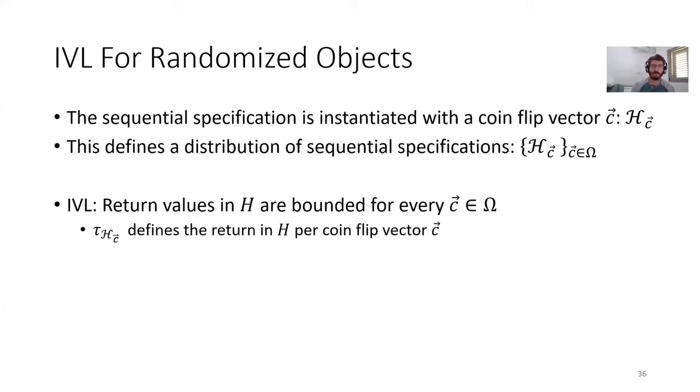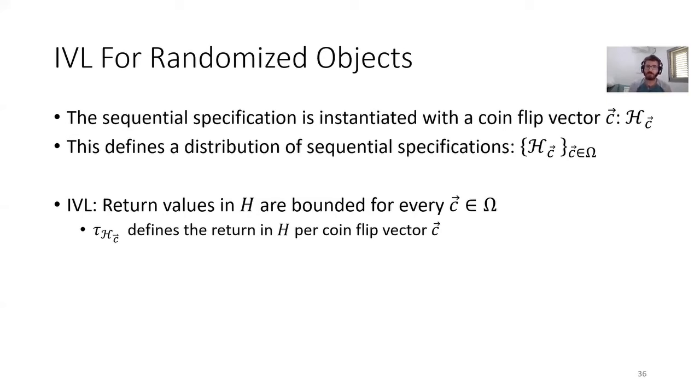Our definition of IVL for randomized objects is such that the return values in H are bounded as required by the IVL for every coin flip vector C. So it's IVL if, once we've decided on the linearizations of the skeleton history, every coin flip vector C maintains the bounds. So now that we've defined IVL for randomized objects, we now need to show that the error analysis of data sketches in general carries over from the sequential setting to the concurrent setting.